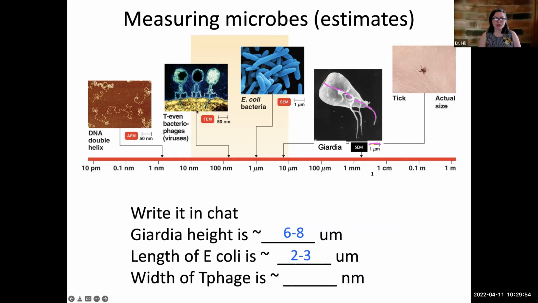Here is a bacteriophage. This is one of the virus types. This is the virus that infects bacteria. We see a little scale bar here. How wide are these T bacteriophage? Yeah. So they're pretty close to the width of the scale bar. A lot of you said 50, some of you said 60. That's all in the right ballpark.